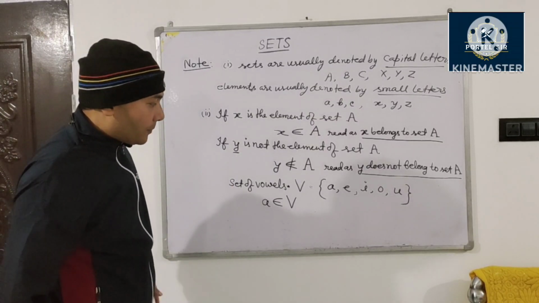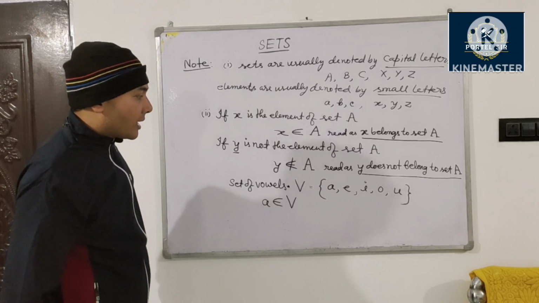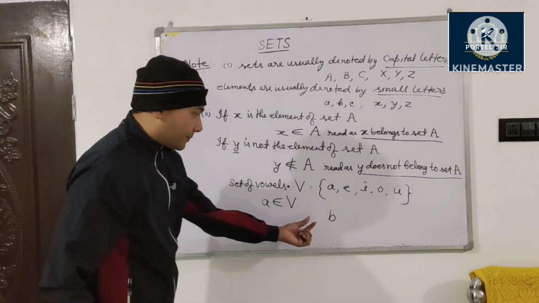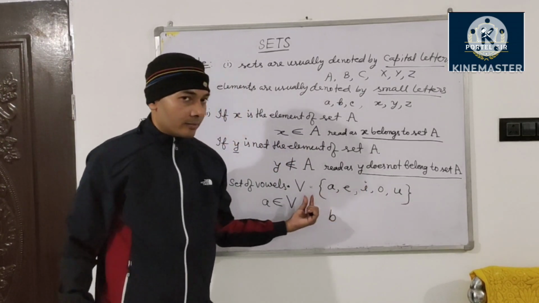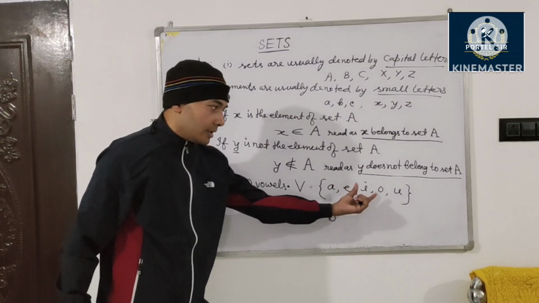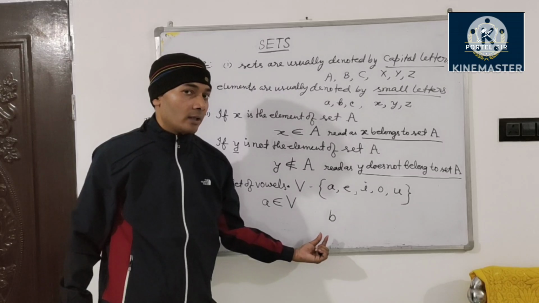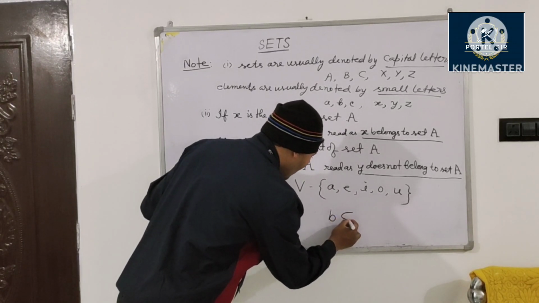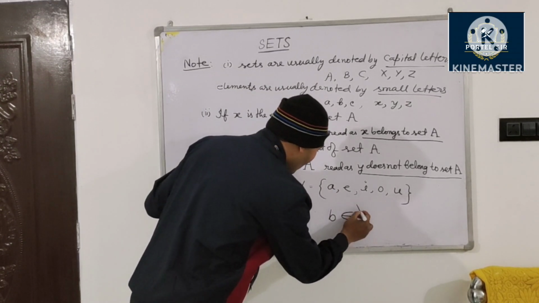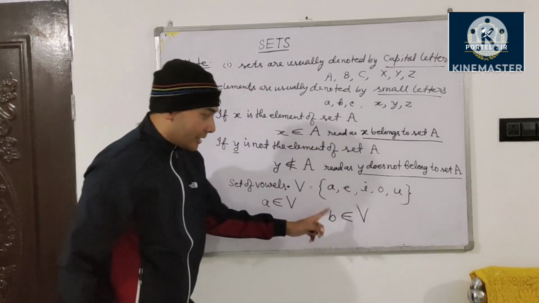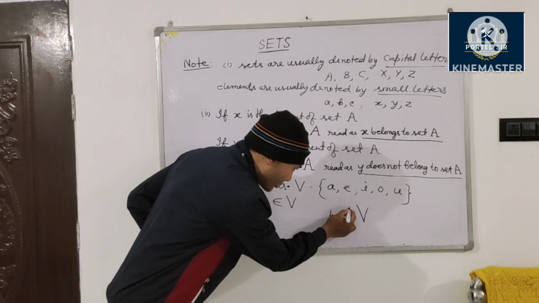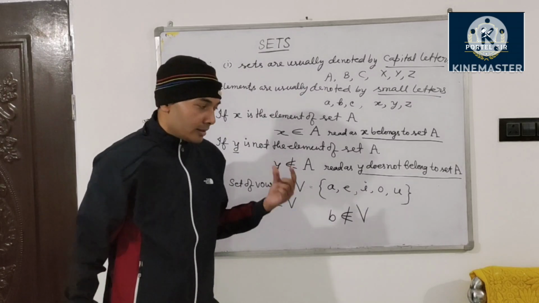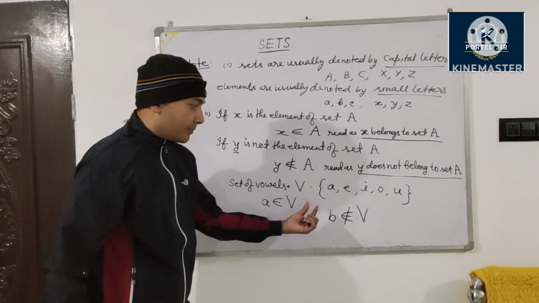Now, suppose I am taking another element, that is B. Is B a member of this set? This is the set of vowels, and B is not a vowel. B is a consonant. So we cannot write B belongs to V. Remember, we cannot write that. That is why we have to write it this way: B does not belong to V.